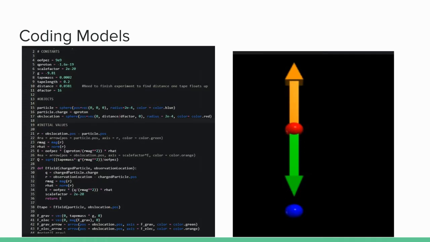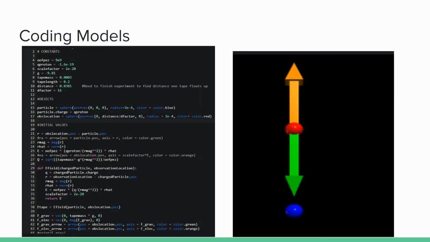In order to better model and understand how this experiment would work, I created a code that models the U-tape against another piece of U-tape. For this code, I started with my constants, like the electric constant, charge of a proton, scale factors and distance factor for my arrow, gravitational acceleration, and then values for the tape like the mass, the length, and the distance between the two tapes. For my objects, I used two spheres to represent two point charges. For my initial values, I had r for the distance vector, the magnitude of r, the normal vector of r, a calculation for the electric field, and a calculation for the charge on the tape.